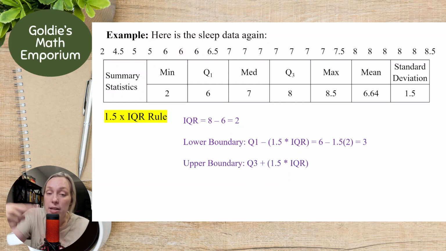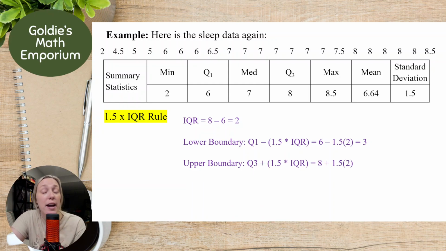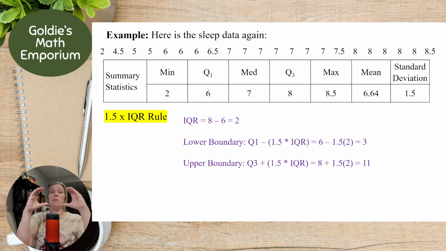My upper boundary, this is the formula, Q3 plus 1.5 times IQR. So again, 1.5 times 2 is 3. And then 8 plus 3 is 11. Okay. So now I have to see, 3 and 11, those are my boundaries. Anything outside of 3 to 11 is going to be an outlier.